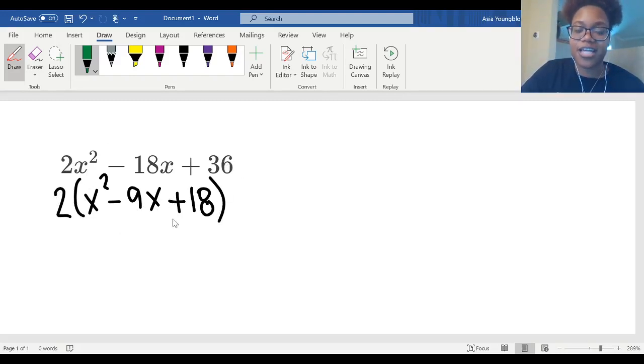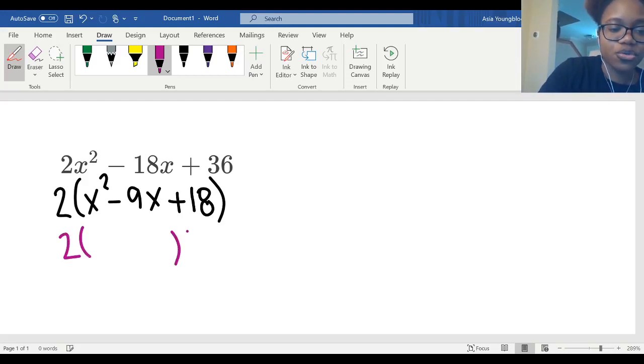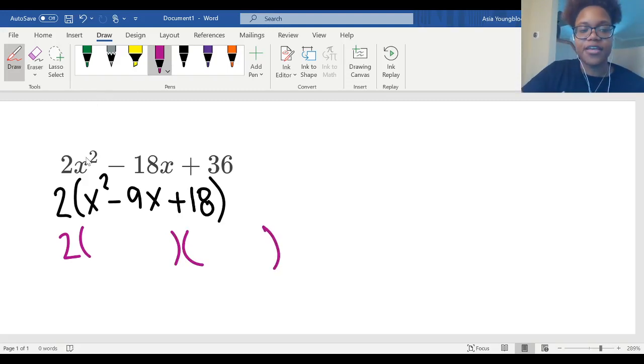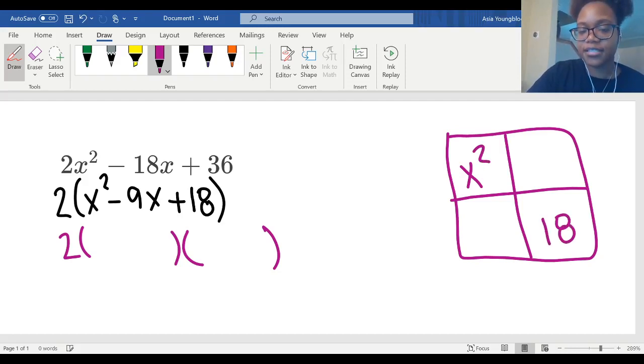Now that we've factored out the greatest common factor, we want to factor this expression using the box method. So for our final answer, it should look something like this. The 2 in the front, and then 2 binomials multiplied together that equal this expression. We learned how to do this in the previous session. So we start by drawing our box. X squared and 18 go in the opposite squares because they don't have a common factor, and we want to make sure the diagonals are equal.